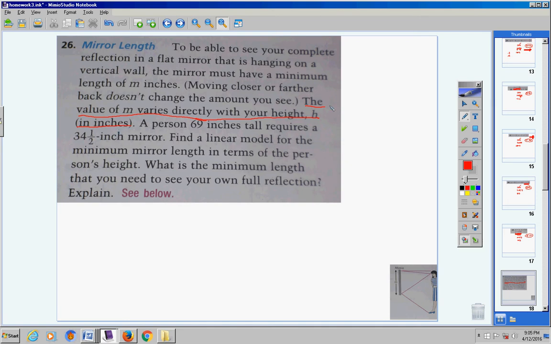Now there's the key to the whole thing. Read it slowly. The value of m varies directly with your height. So m varies directly with your height. Look, if I said y varies directly as x, you would use this model here, right? Sorry guys, I'm really sloppy. You know that when I write, but y varies directly with x. So if it says m varies directly with h, then it's m varies directly with h.